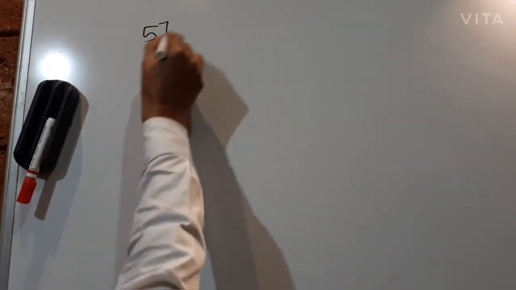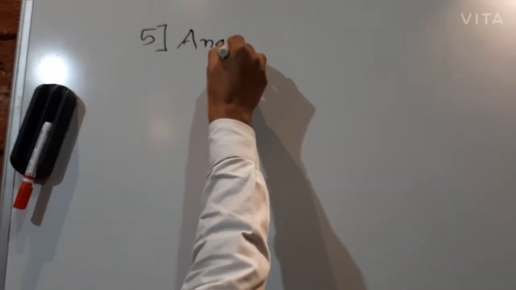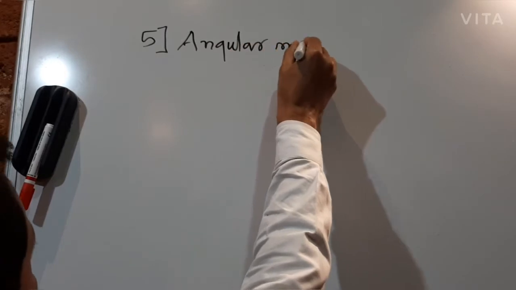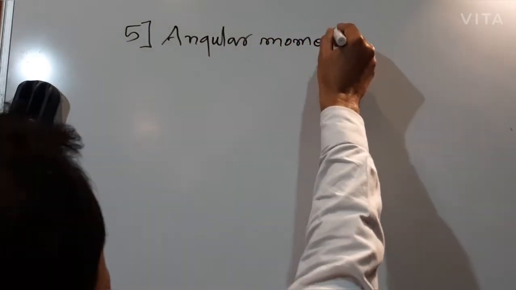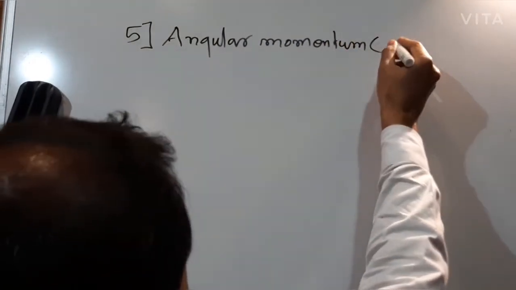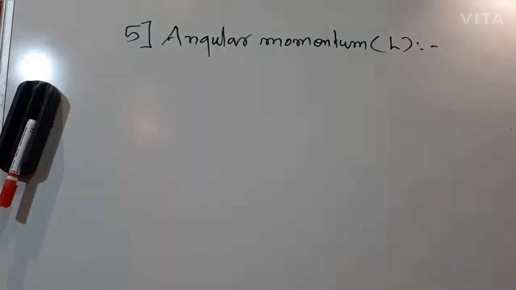Hi students, good morning. Today's point is a physical quantity and it is angular momentum. So write down the point, fifth point, angular momentum. It is denoted by L.